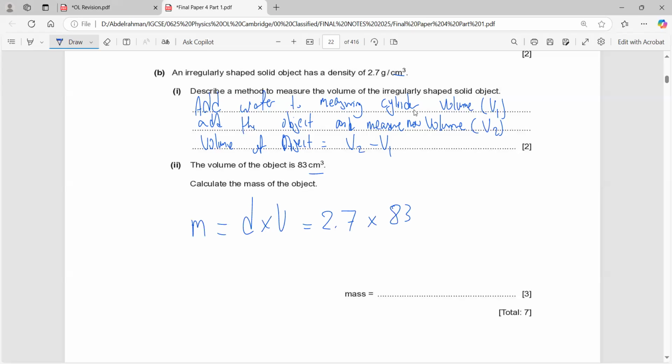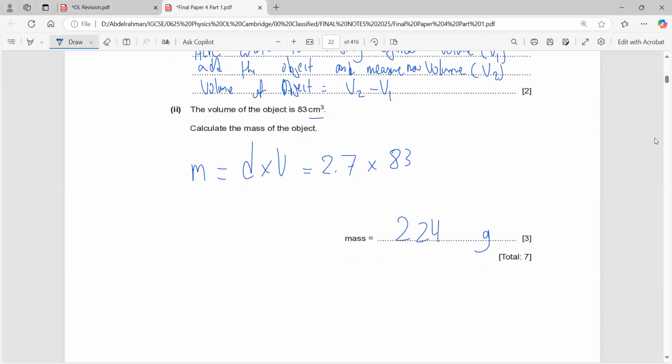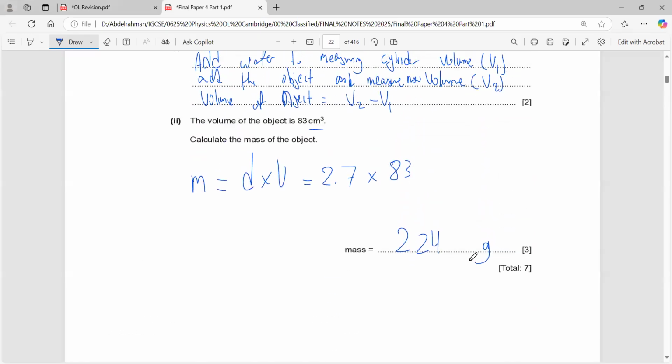Grams or kilograms? Yes, please guys, do not forget the units. You lose a lot of marks by just simply forgetting these units. Whenever you have an equation and you calculate, please do not forget the unit.